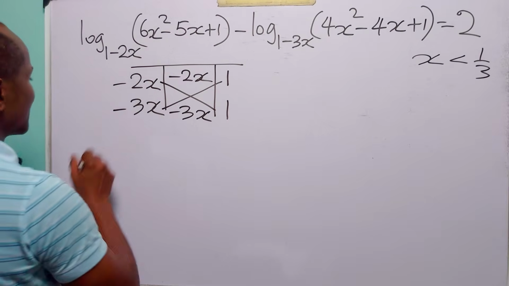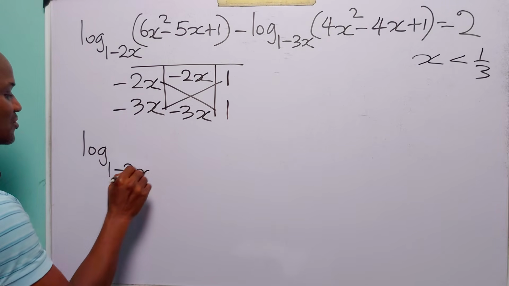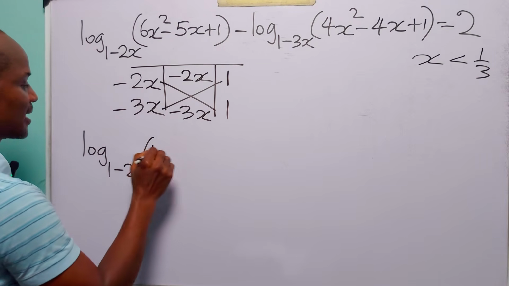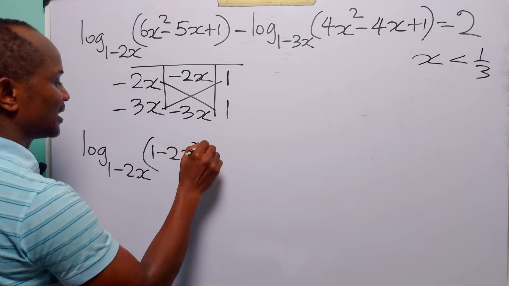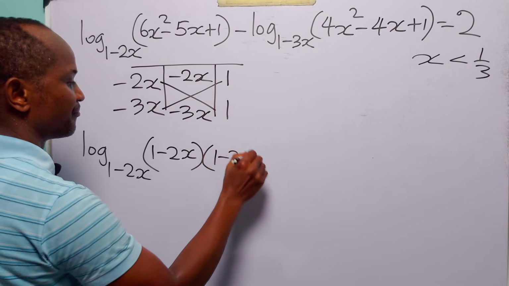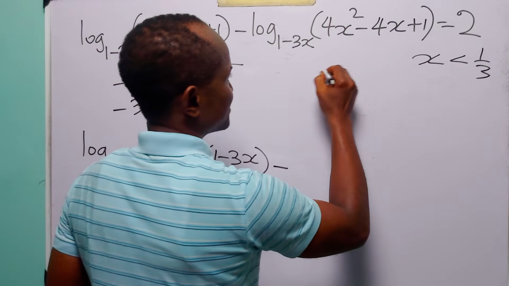So when we factorize this, we have log to base 1 minus 2x of 1 minus 2x times 1 minus 3x minus. Now let us factorize this.